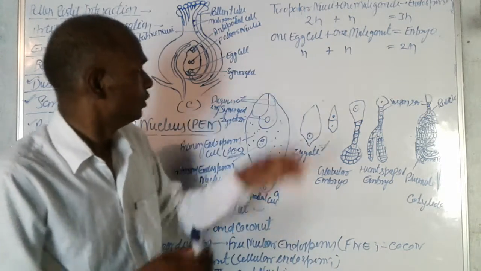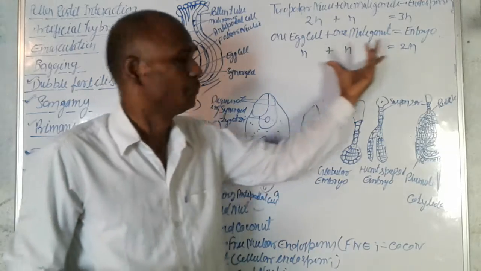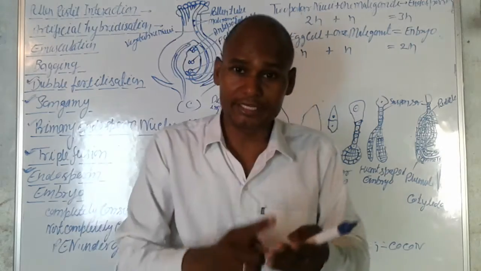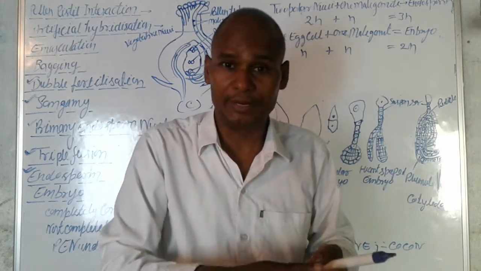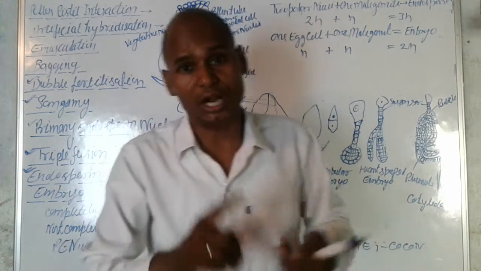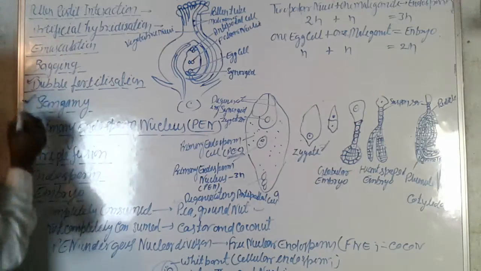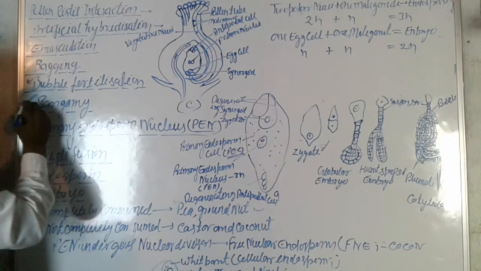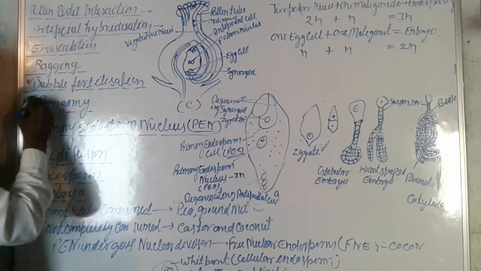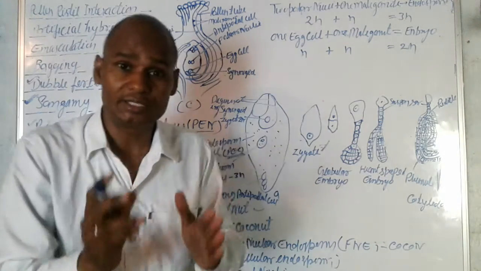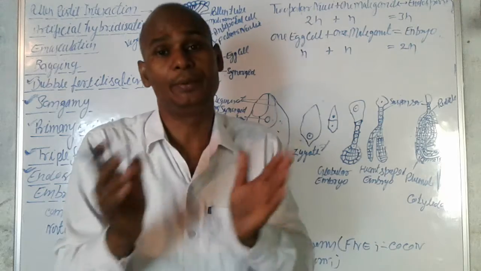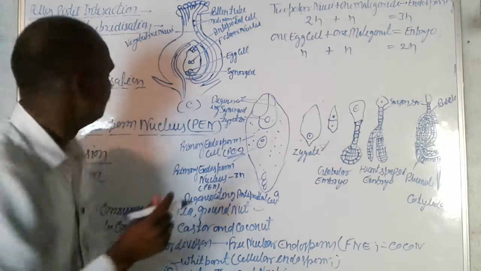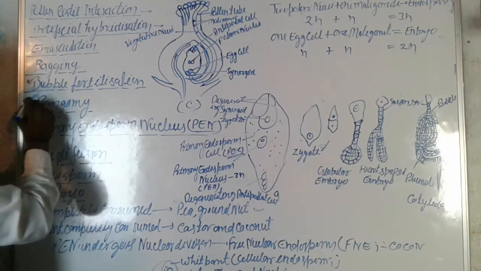Okay, this is the double fertilization, and when egg cell and male gametes fuse, this is syngamy. When male gametes and female gametes fuse, this is syngamy. Okay, so we discuss syngamy in this video.